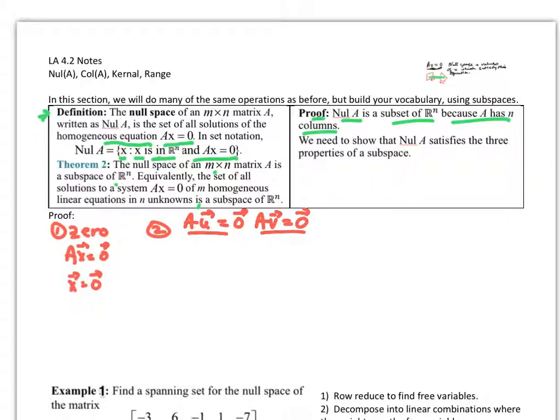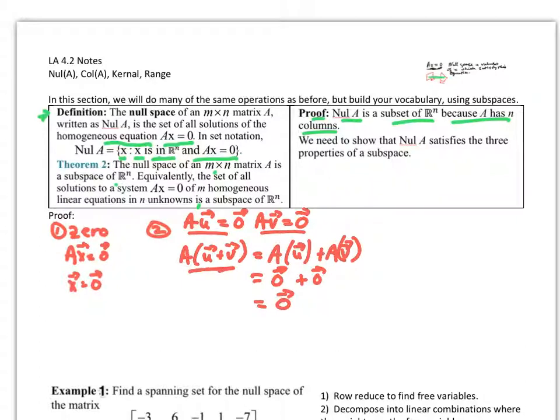So under addition, if I take A of u plus v, what is that equal to? Well, we can say that that's equal to A of u plus A of v. Well, what's that equal to? That's equal to 0 plus 0, overall 0. So what that means is that we are closed under this operation of taking u plus v and then transforming it over to another space, and we still go to 0 if this was true at the beginning for all those values of u and v.